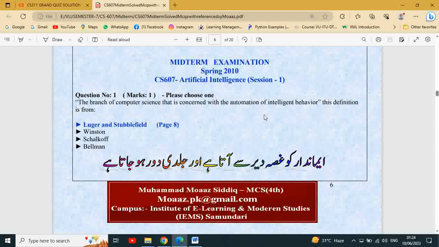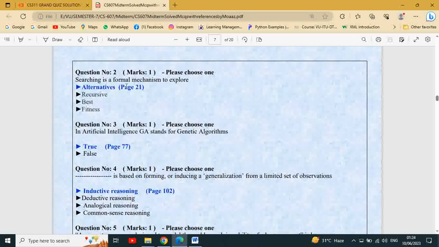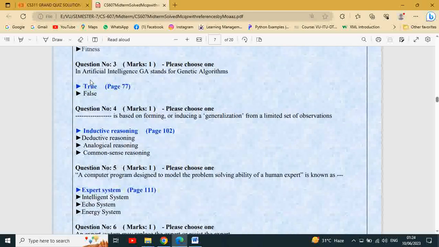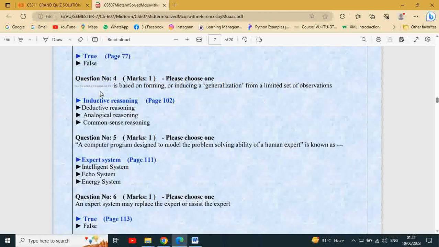The branch of computer science that is concerned with the automation of intelligent behavior is, this is definition from Luger and Stubblefield. Searching is a formal mechanism to explore alternatives. In artificial intelligence, GA stands for genetic algorithm. True. Inductive reasoning is based on forming or inducing a generalization from a limited set of observations.